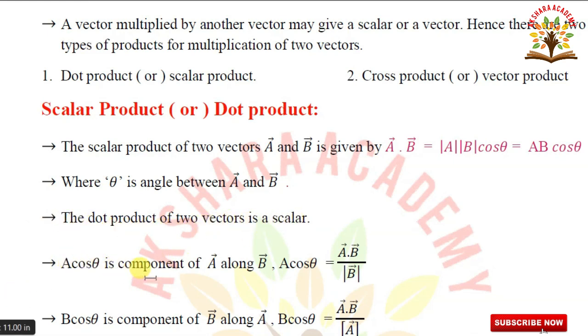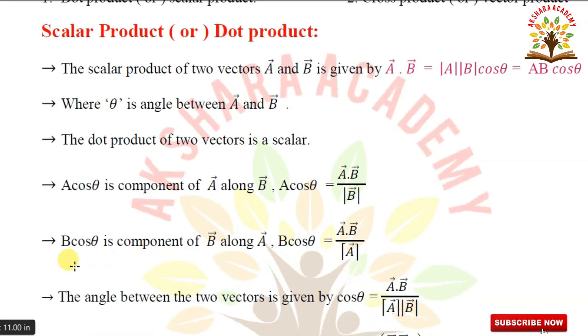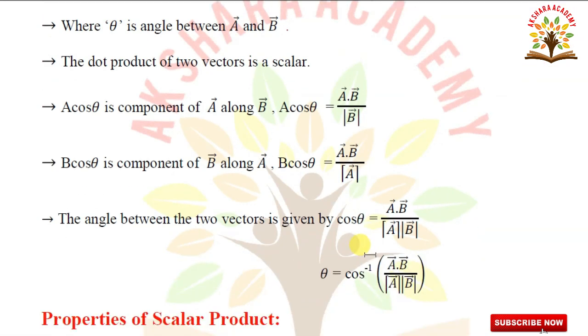So, a cos theta is the component of a bar along b bar. So, a cos theta is equal to a dot b by modulus of b bar. b cos theta is the component of b bar along a bar. So, b cos theta is equal to a dot b by modulus of a bar.